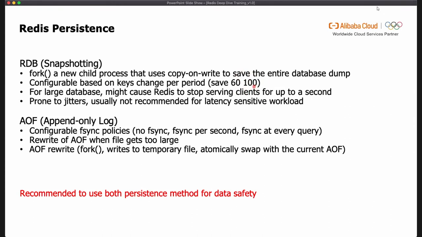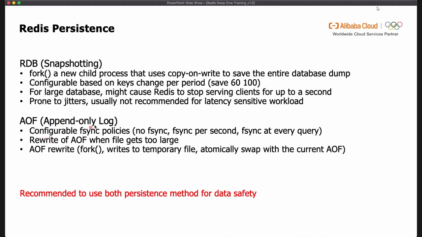That's how it works. The problem with RDB is that whenever you fork a new process and write to a temporary RDB file, for a large database or a database with a lot of traffic, it's very prone to jitters. It's common for Redis to stop working for a second for that kind of workload. So in our ApsaraDB for Redis, we actually don't use RDB. We only use this thing called AOF.